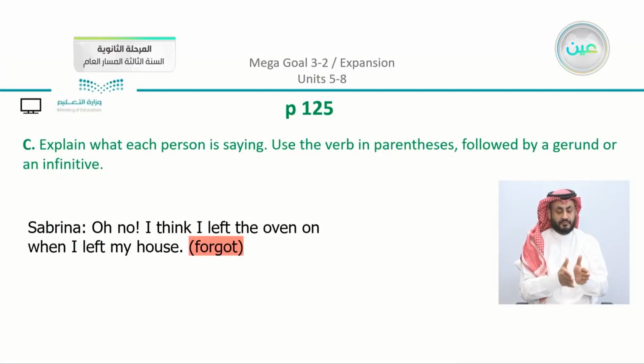Now, we are going to move on to the second page, which is 125. We have here C. Explain what each person is saying. Use the verb in the parenthesis followed by a gerund or an infinitive.